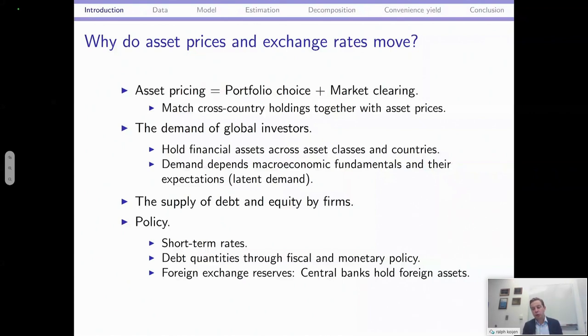And then the last important group of policy variables are going to be related to foreign currency reserves. Central banks hold a non-trivial amount of foreign assets, and that's going to be an important part of the market clearing equation. So think of the model as combining a model of demand with market clearing, and that demand is coming from various actors, investors, and in part also from the policy side. Okay, and that allows us to start thinking about why asset prices and exchange rates move, and how important some of these policy variables are.